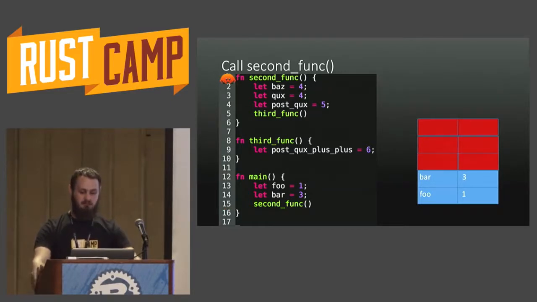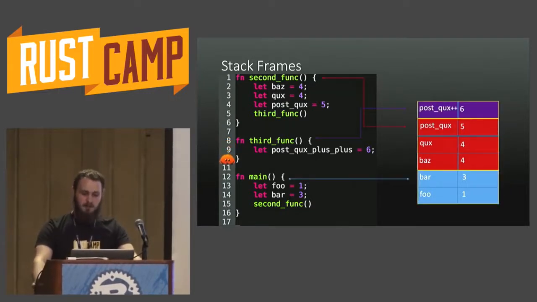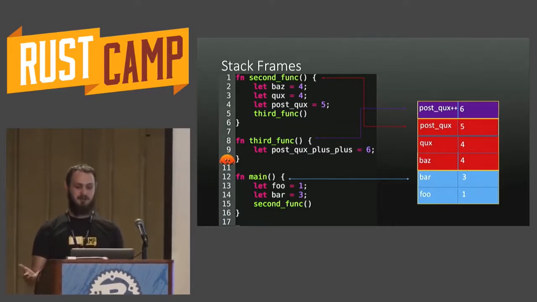We allocate all of the memory for the local variables, go ahead and fill them out, and then go all the way down to the third func. And again, same way. So now notice that I've color-coded all of the memory based on what functions allocated it. Each of those are called a stack frame. In reality, they hold a little more information than just the variables, but you don't really have to worry about that right now.